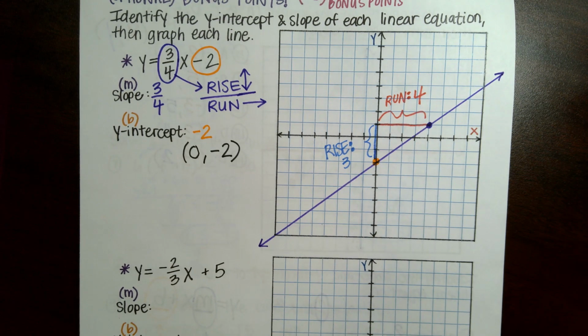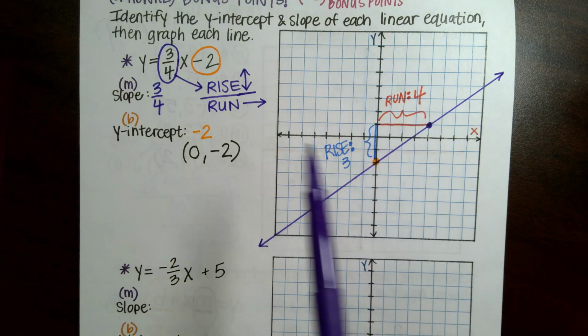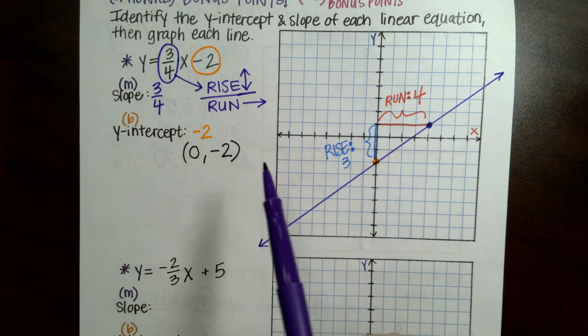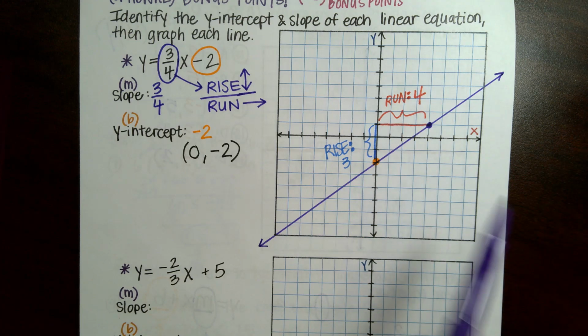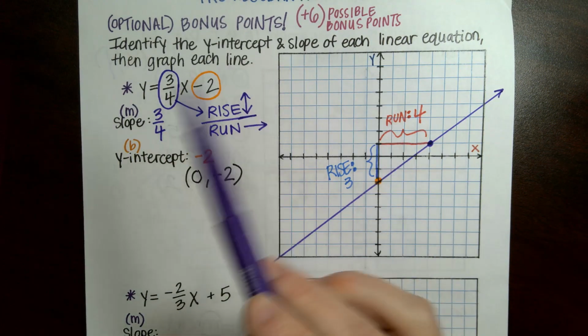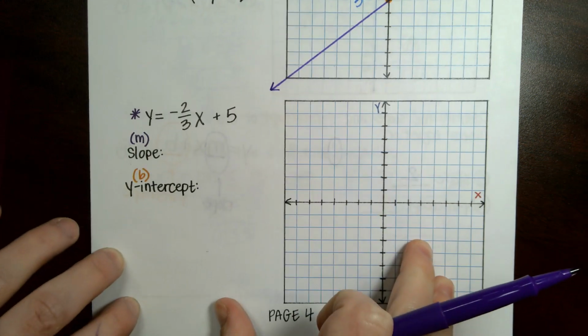So you will have an opportunity to earn a bonus point for the correct slope, a bonus point for the correct y-intercept, and another bonus point for your line being drawn correctly. So that's 3 points just on this one problem. And you guys tell me when you're ready for the next one. All right. Y'all ready? Okay.